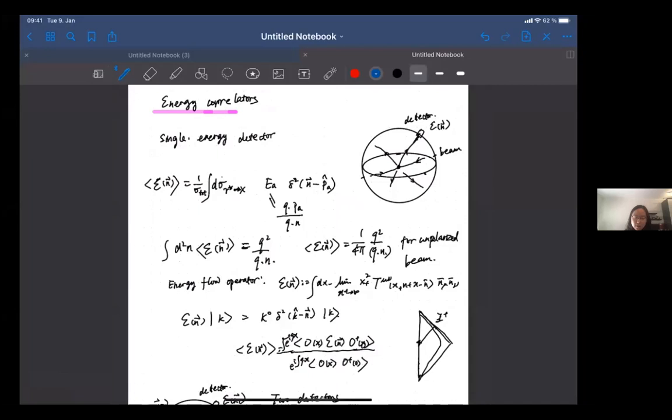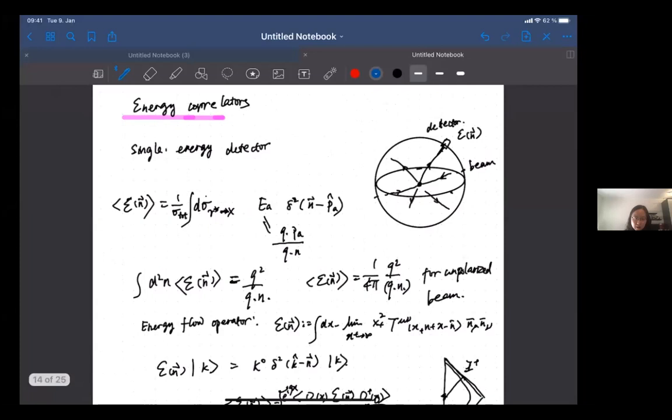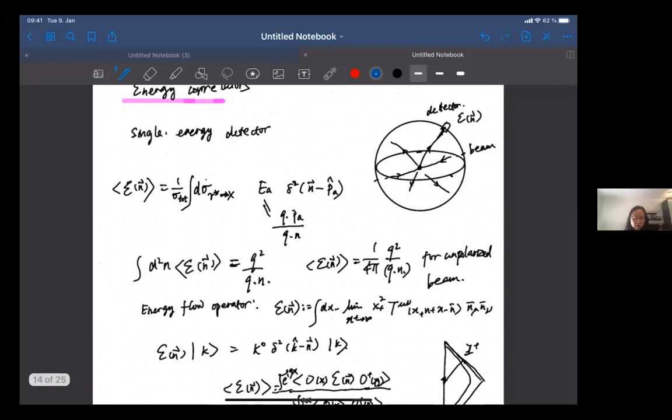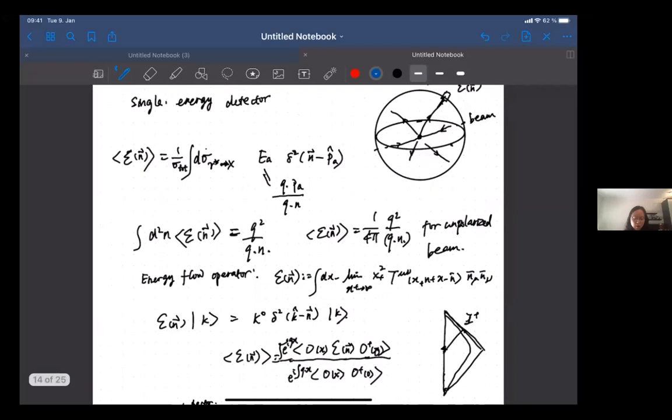The final state of the particle scattering experiment can be thought of as an ensemble of particles, which are characterized by the energy flow, which measures the energies carried by particles that enter into a detector located at a certain direction given by this vector n. So if we have a single energy detector, then we can measure this energy flow observable, which is the differential cross section integrated against a measurement function weighted by the energies of the particles that go into the detector at a certain direction.